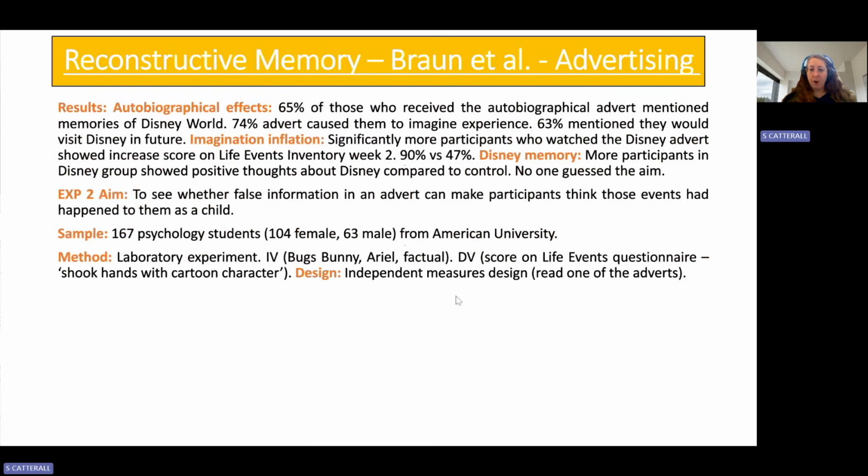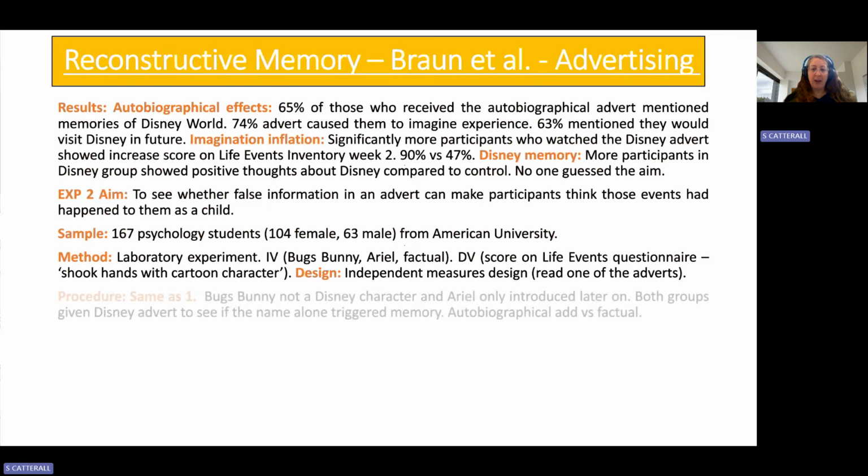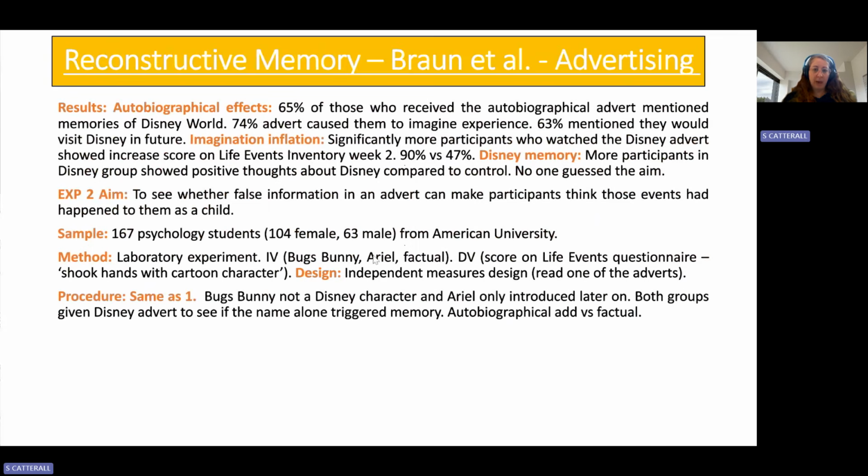And then they've got a factual advert about Disney. And then again, they're doing the same thing with the life events questionnaire, but this time, rather than saying Mickey Mouse, they've got to put cartoon character, because obviously they're not asking about Mickey Mouse this time. And we've still got independent measures design. They're only reading one of the adverts, so either about Bugs Bunny, Ariel, or a factual one.